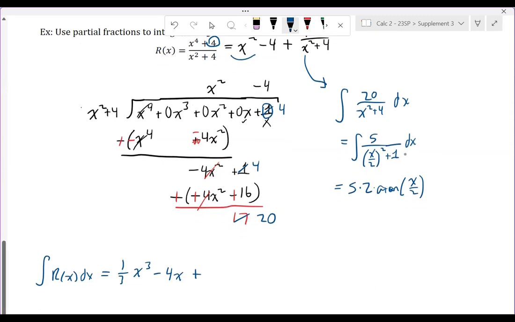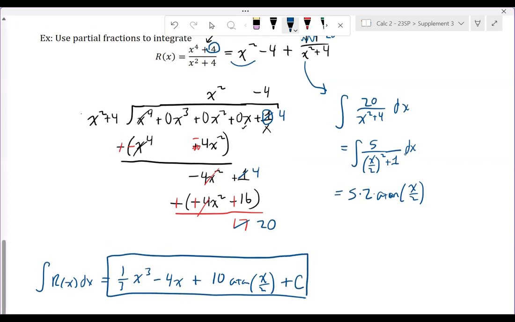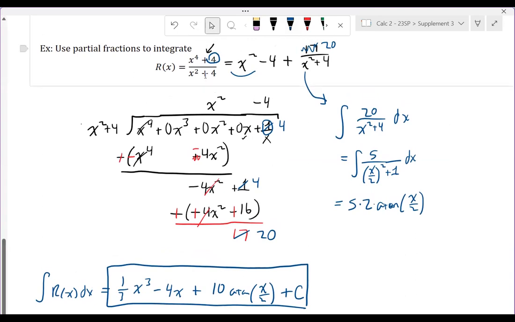Okay, so what's this third integral going to be? It's going to be 10 arctan x over 2 plus c. So even though this one looked a little scary, like it might be really complicated, it turned out to not be that bad because most of the rational expression just came off as a polynomial. And then we had a fairly simple rational expression left over here at the end.